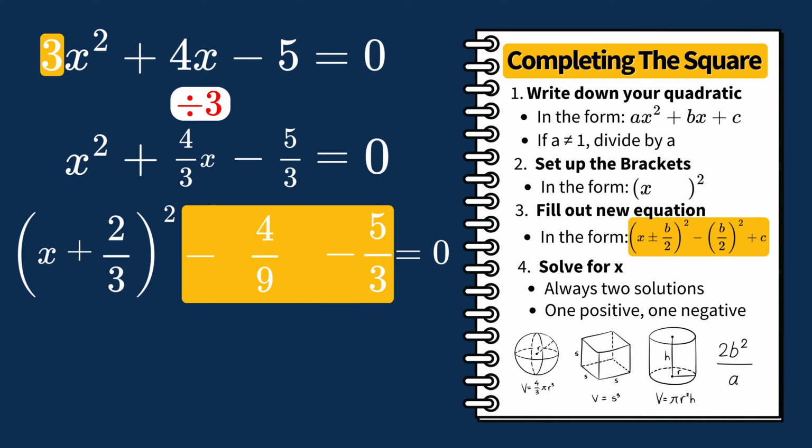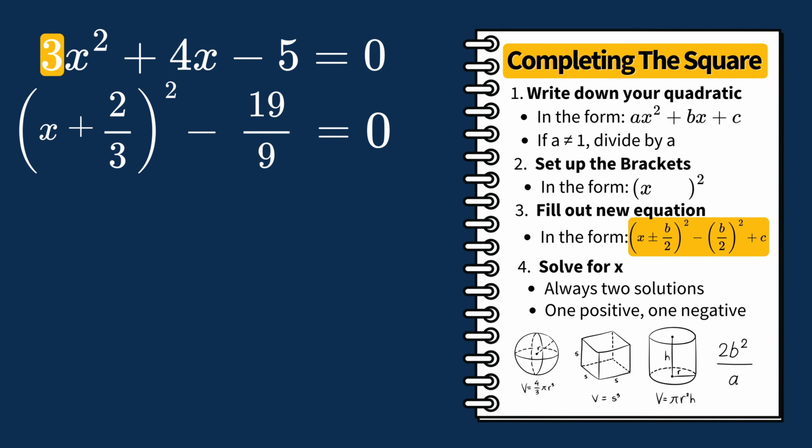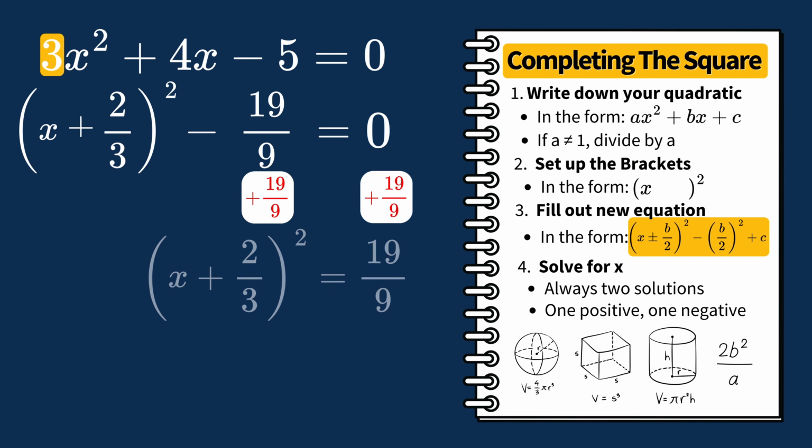And to subtract fractions, we need to make sure their denominators are the same. So we're going to multiply top and bottom of 5 over 3 by 3. This gives us 15 over 9. And now that the denominators match, we subtract and get minus 19 over 9. Now to isolate x, we need to add 19 over 9 to both sides.